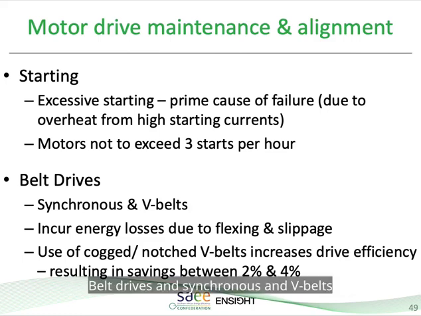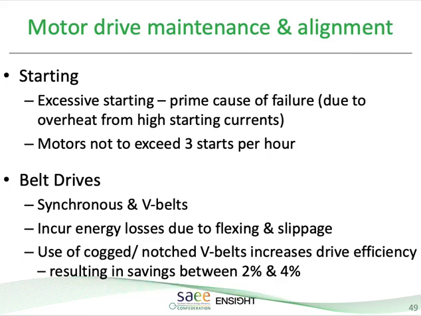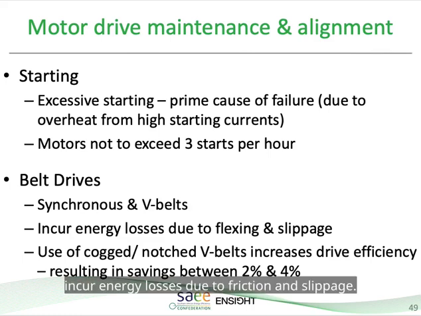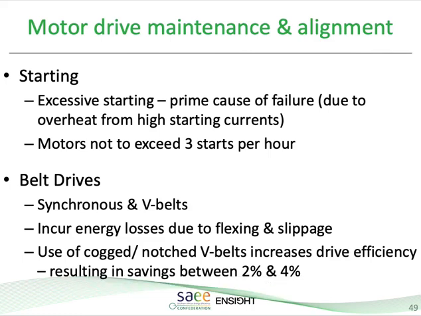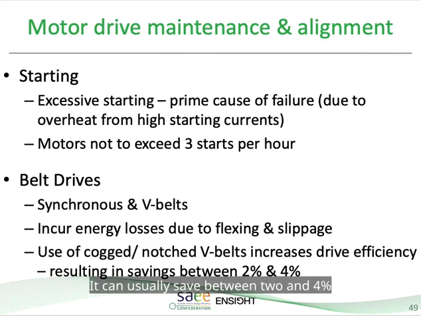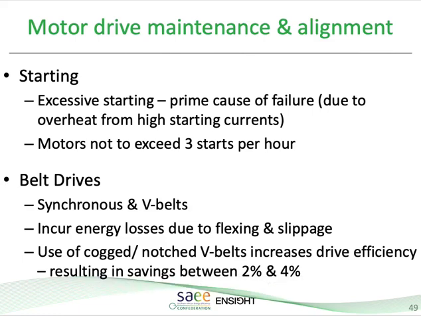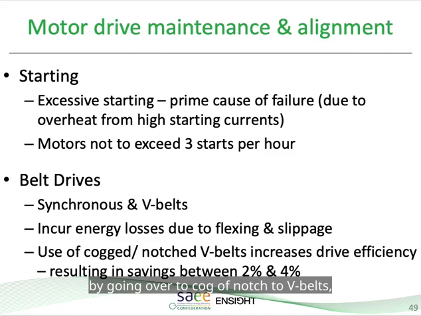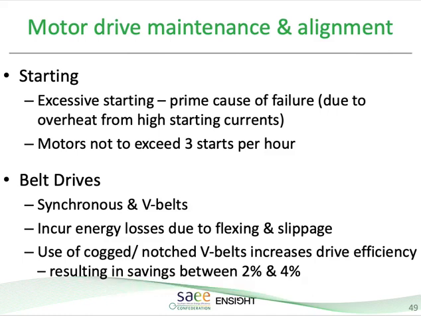Belt drives, synchronous and V-belts incur energy losses due to flexing and slippage. You can usually save between 2 and 4% by going over to cog or notched V-belts, or better yet, move over to a VSD. Only if the application allows.